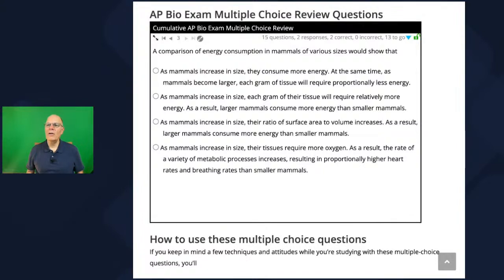Okay, a comparison of energy consumption in mammals of various sizes would show that... folks, take a look and read and tell me, is it 1, 2, 3, or 4? You've got 4 choices.